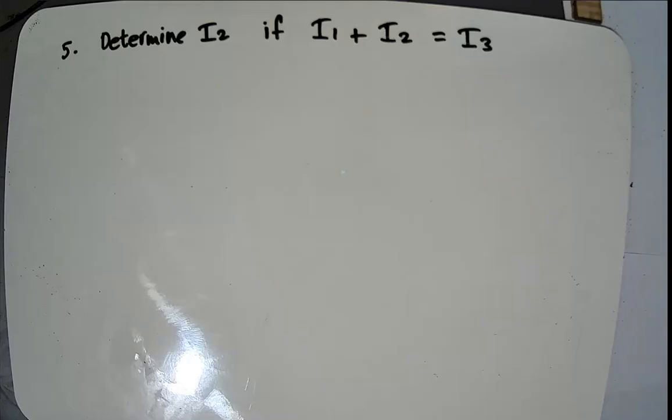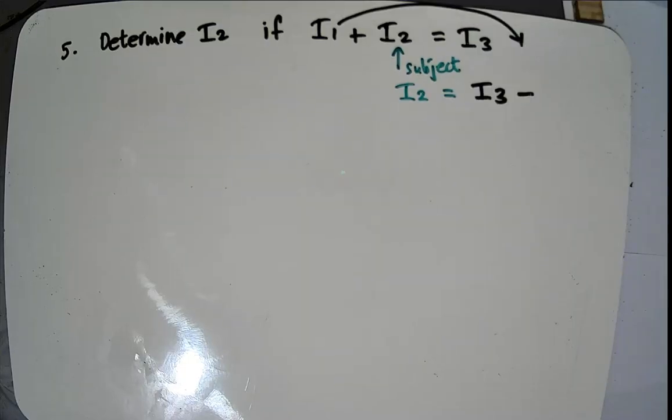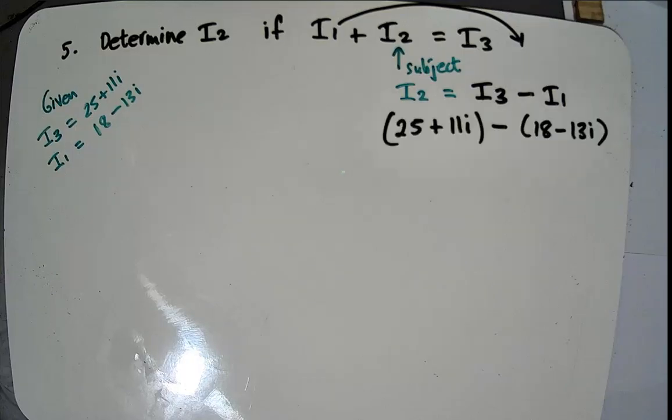In the next example, determine I2. So they want us to solve for I2. This means I have to make I2 the subject of the formula. So making I2 the subject, I will have to take I1 to the other side. So I3 minus I1, we now have I2. Given that I3 is equal to that, and I1 is equal to this, we now substitute those values for I3 and I1. So substituting them, it now becomes normal subtraction as we learned earlier.